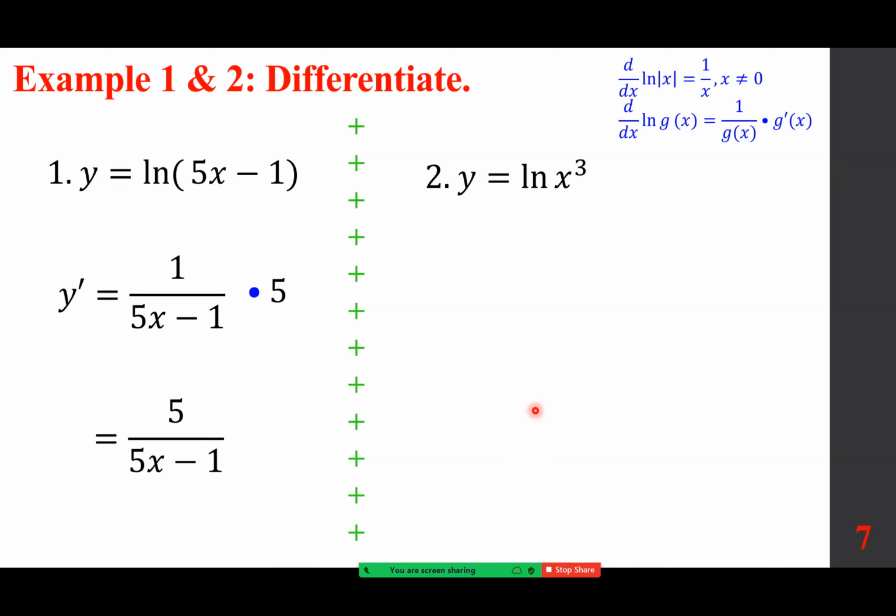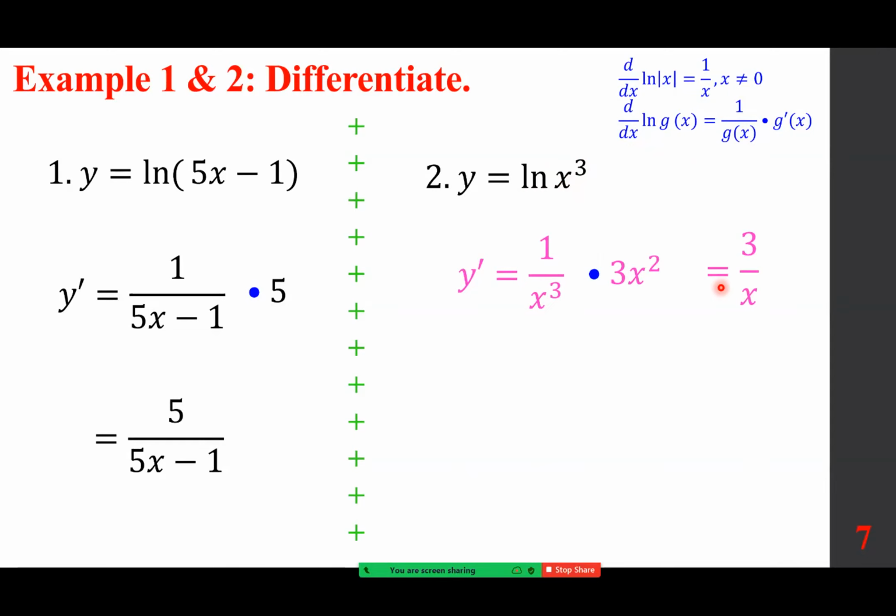We want to differentiate this, and I'm going to do it both ways. First, I'm going to just do it the way this one is. So the argument is x cubed. Flip it over. So y prime is 1 over x cubed, and then the derivative of that, according to the chain rule, times 3x squared. And this is obviously 3 over x. And you're done.